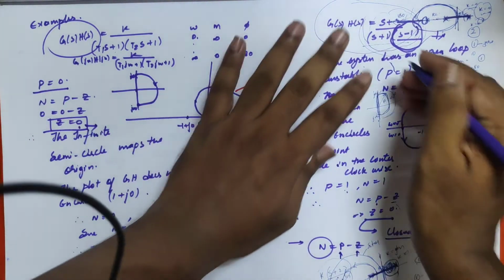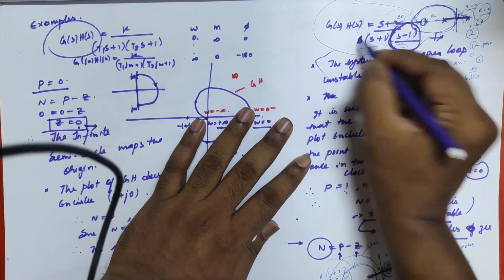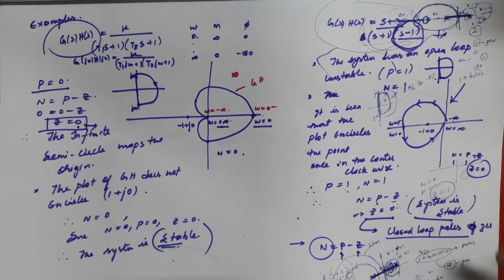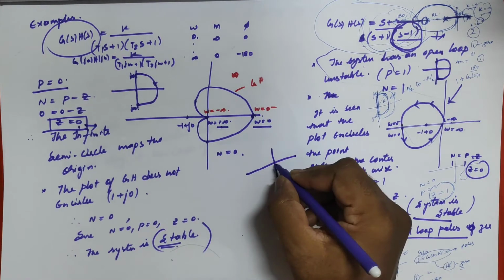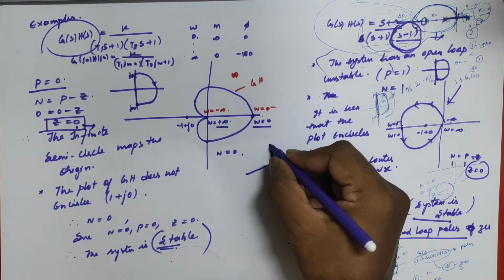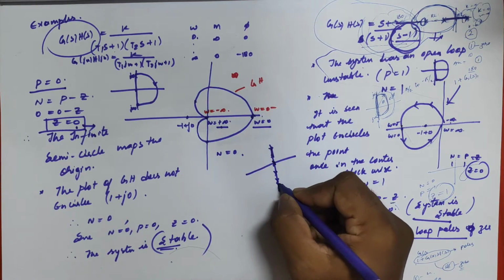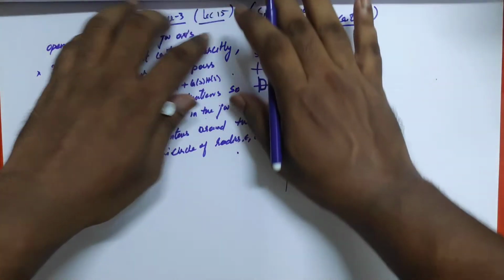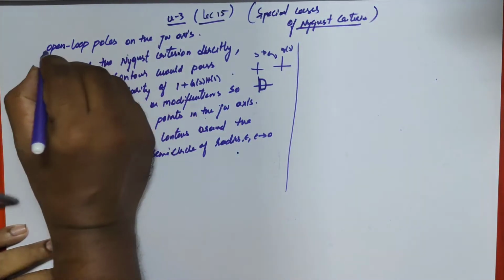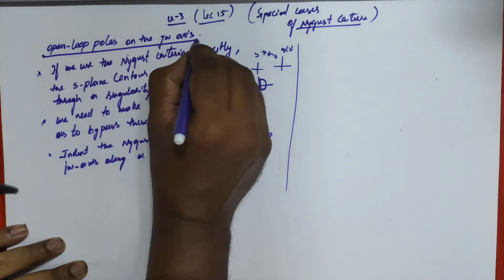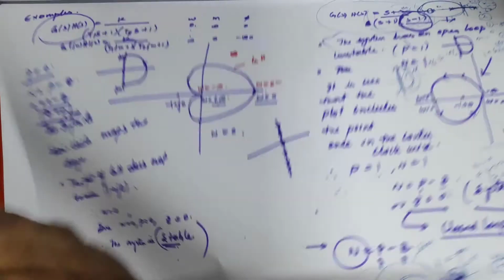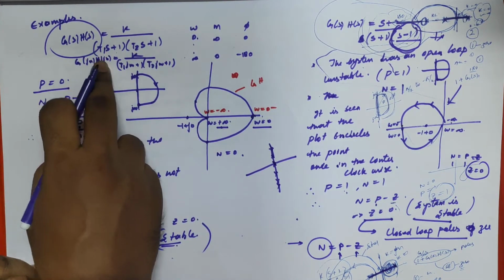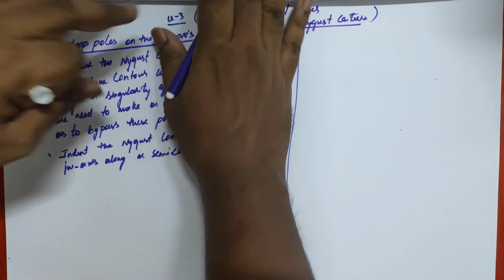We are not taking any points on the origin here. Now what if there are points on the origin? That is, if we have points on the j omega axis, what happens? Until now we have not taken that case. Now let us see if the open loop poles are on the j omega axis. This is my open loop transfer function. In this transfer function there are no open loop poles on the j omega axis. But what if there are open loop poles on the j omega axis?